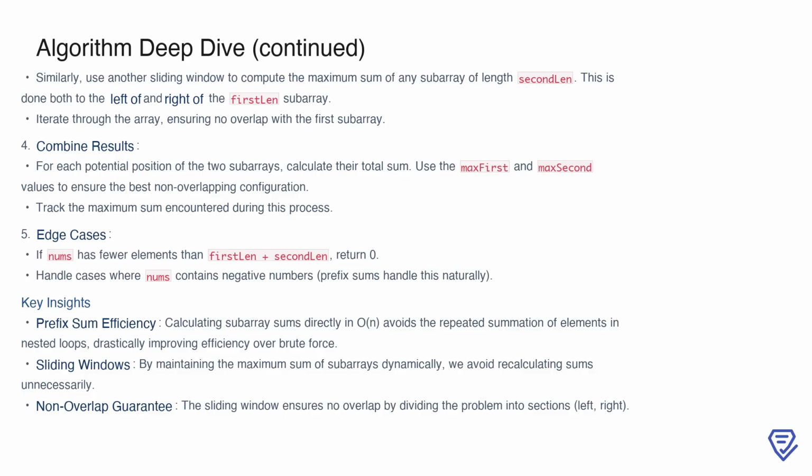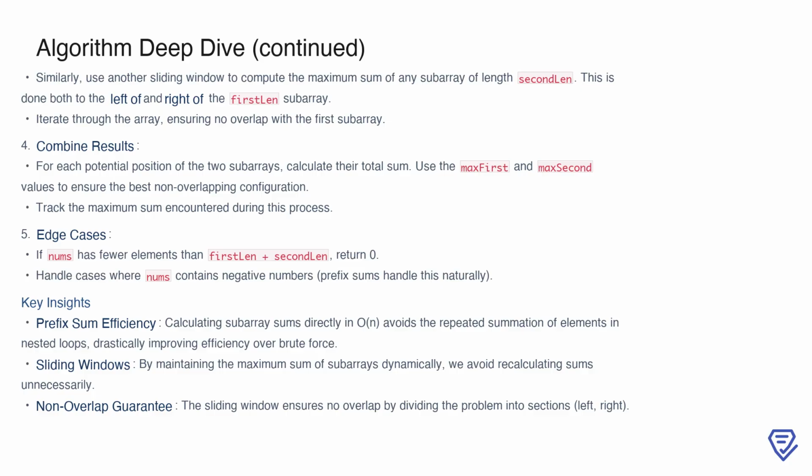Specifically, we calculate the maximum possible sum of the second subarray both to the left and to the right of the first subarray. By iterating through the array in this manner, we ensure that we account for all valid configurations where the two subarrays are non-overlapping. Once we have the maximum sums for these two subarrays in each configuration, we combine the results to compute the total sum for every potential pairing of the two subarrays. Throughout this process, we keep track of the highest total sum encountered.